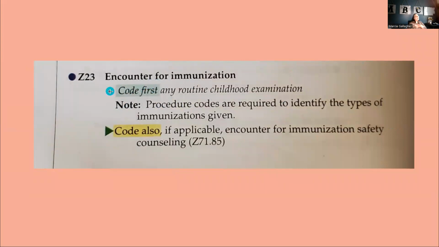So we're going to code first any routine childhood exam. And note, procedure codes, that's what we get out of our CPT, right? CPT, current procedures; ICD-10, diagnoses. Procedure codes are required to identify the types of immunizations given. So Z23 is your diagnosis code for most immunizations because it's an encounter for the immunization, but your procedure code is going to say what immunization. So we're going to take a look at that.